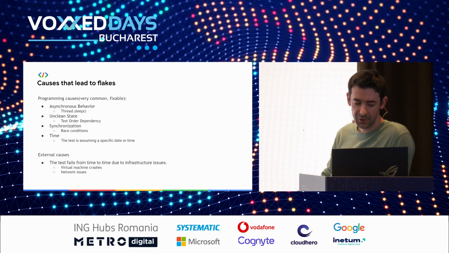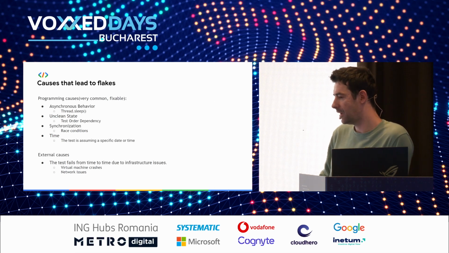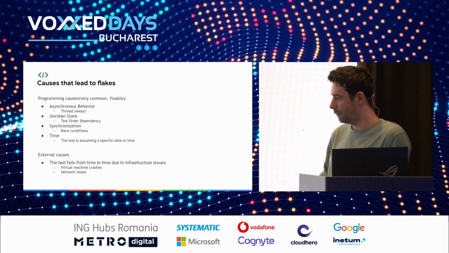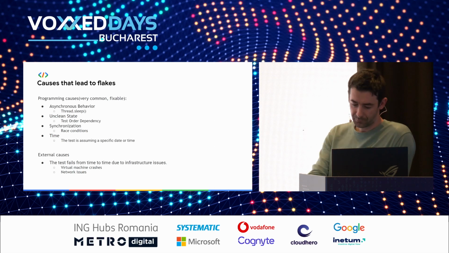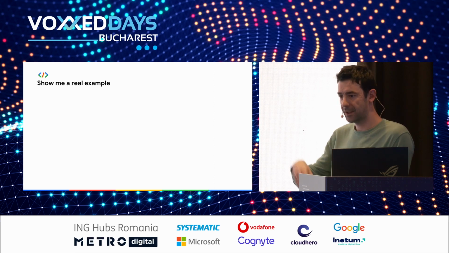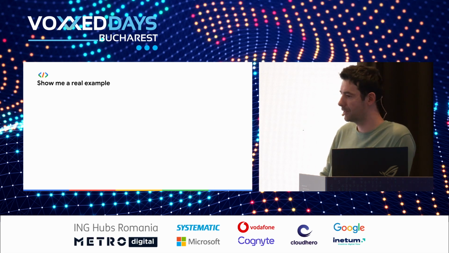And of course, networking issues. In many ways, networking issues are very hard to spot, and usually networking issues are what lead to asynchronous behavior flakiness in general. And we will see in a moment why. Now, there's a lot to unpack here. I'm not going to show an example of each of those causes because that would take a lot of time, but I'm going to show you just one example of a simple asynchronous behavior flaky test.